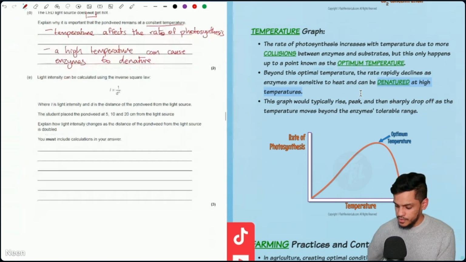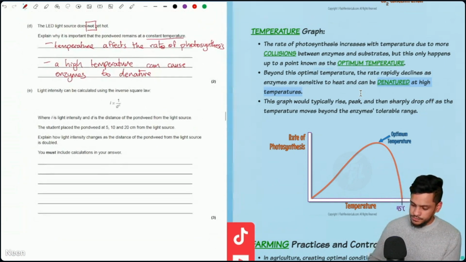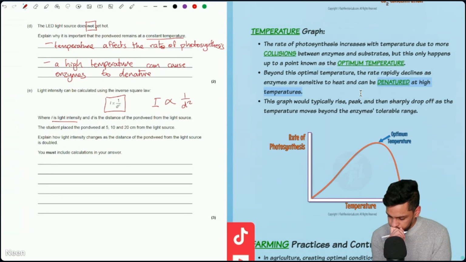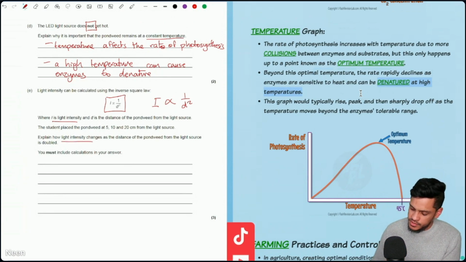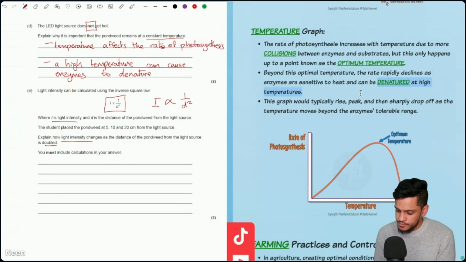Okay, right. Next one, this is a tricky one. Light intensity can be calculated using the inverse square law. So what does this mean? It means light intensity, I, is proportional to 1 over the distance squared. So we're expected to use this relationship to explain how light intensity changes as the distance is doubled.